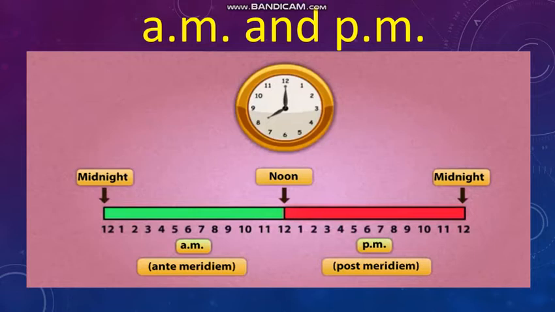The hour hand completes the first round of the clock in the AM time, that means midnight to noon, and the second round in the PM time, that means noon to midnight. Time from 12 o'clock midnight to 12 o'clock noon is AM. Time from 12 o'clock noon to 12 o'clock midnight is PM. AM stands for ante-meridiem and PM stands for post-meridiem.